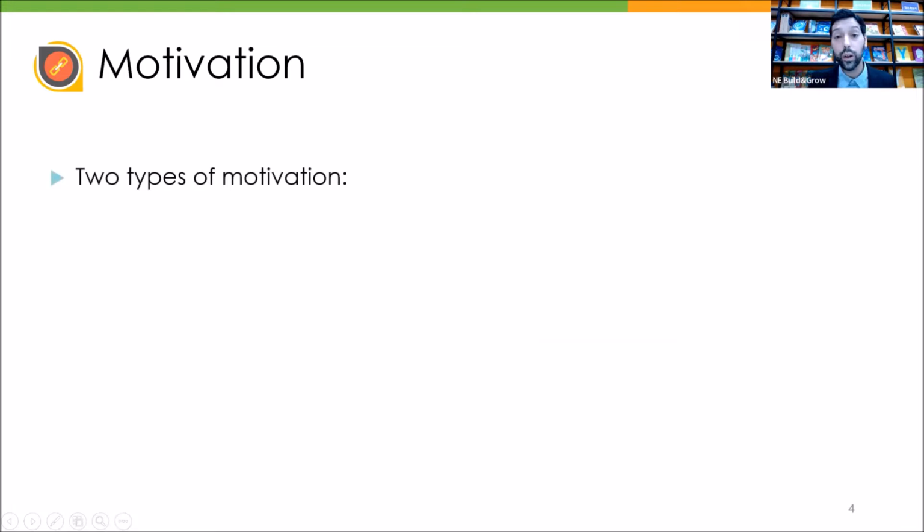So in all the psychological literature that exists out there, psychologists mainly identify two types of motivation. And this is going to be very important a little bit later on when we talk about what we want to do in the classroom. All right, so there are two types of motivation, and they are intrinsic and extrinsic.